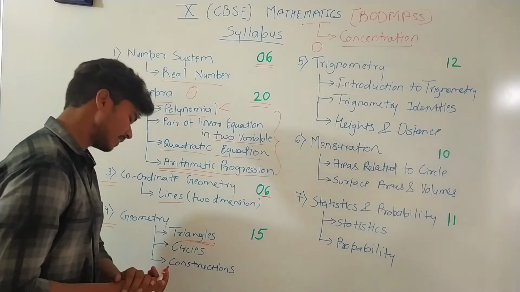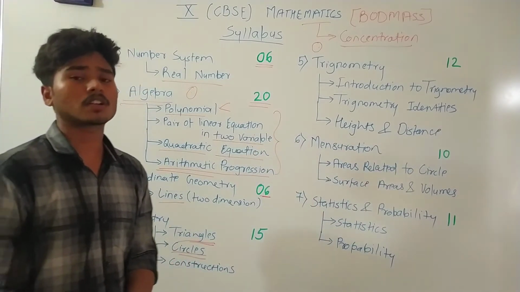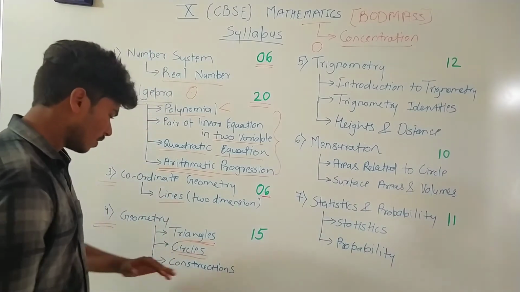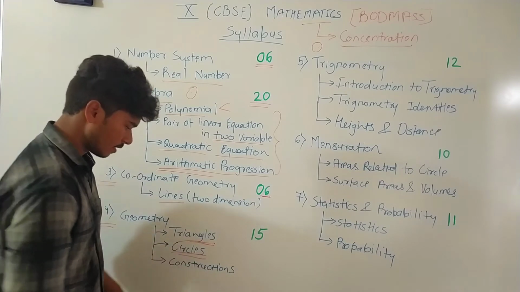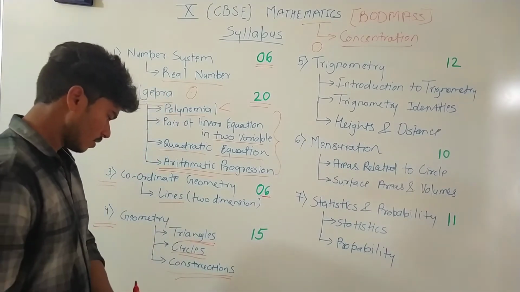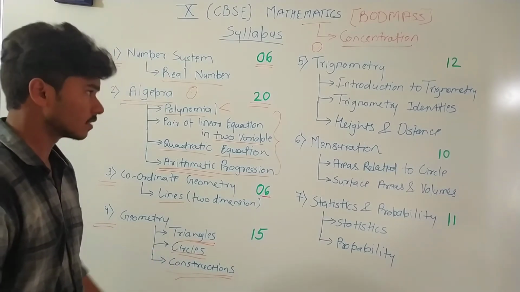Okay. Then circle. In circle, we are going to find the tangent of the circle, chord, and how many partitions will be given over there. So, in circle also. Then construction. We are going to perform some construction in this. So, we will see more in this chapter when we are discussing about this.